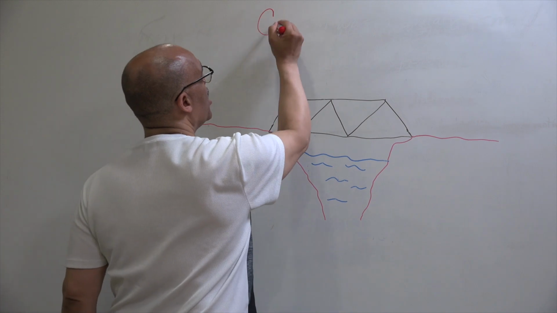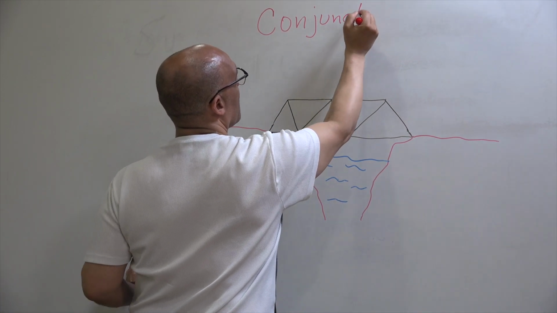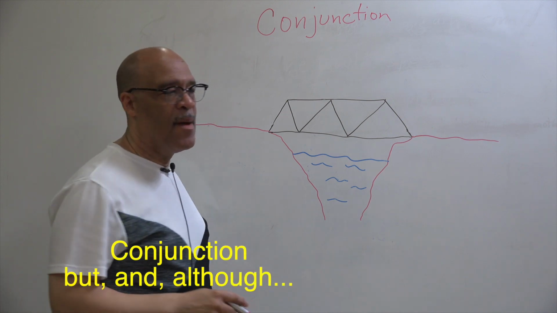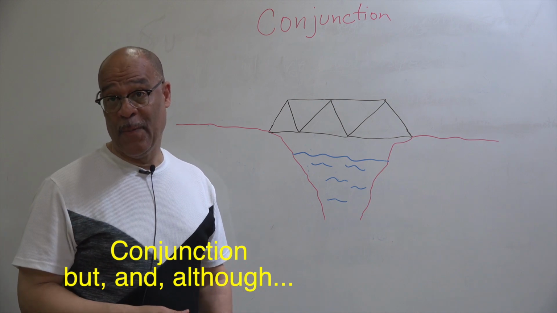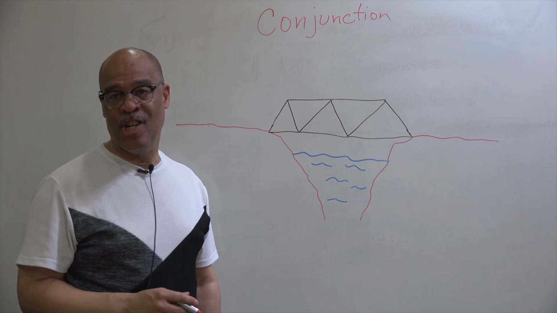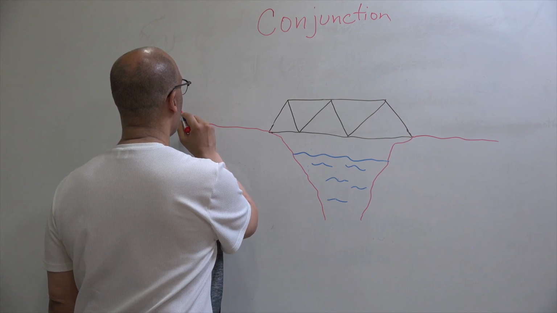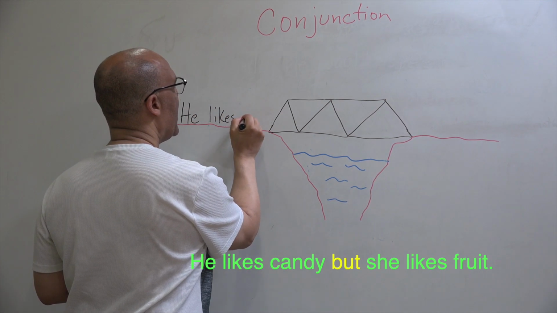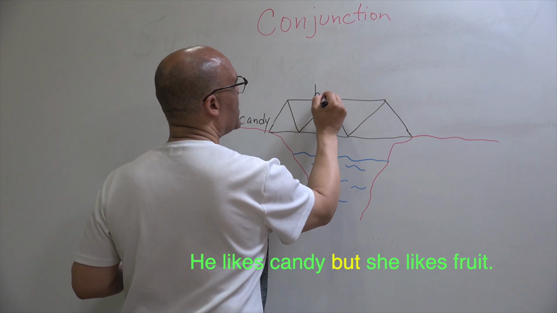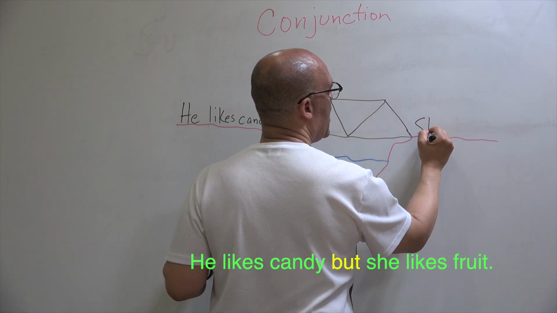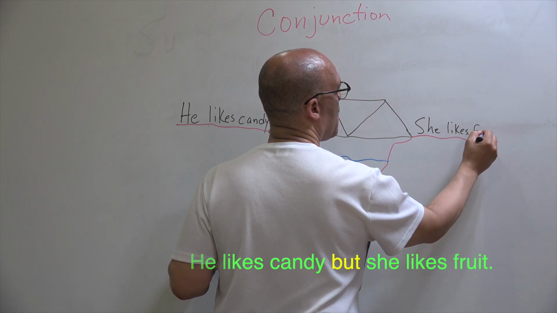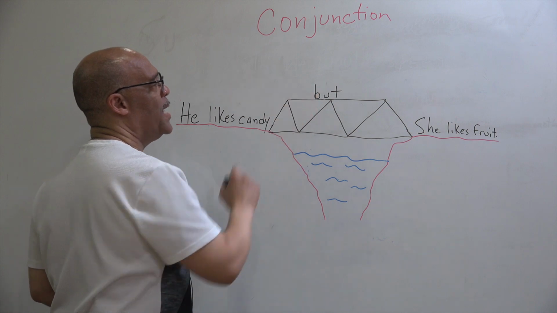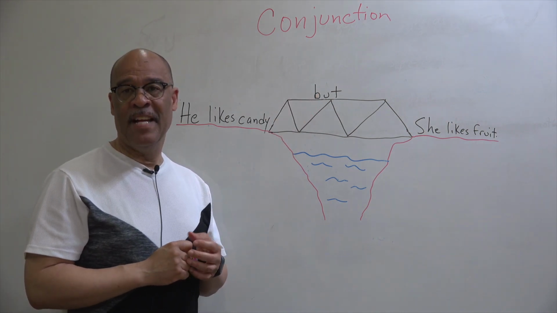Okay, now let's look at a conjunction. We'll use a word like but. But and although. Three examples of conjunctions. He likes candy, but she likes fruit. See that? Both are complete sentences. He likes candy. She likes fruit. But is the conjunction that joins them. That is the big difference.